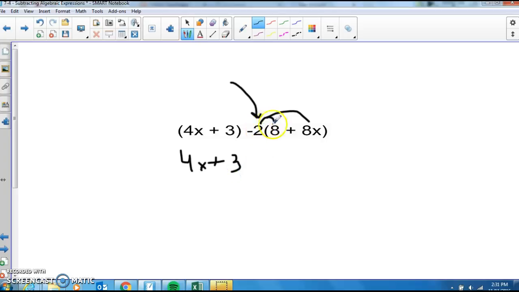And I'm going to distribute. When I distribute, I multiply. So negative 2 times a positive 8. Remember, you can use this with multiplying and dividing to determine if your answer is positive or negative. That's only with multiplying and dividing. So a negative 2 times a positive 8 gives you a negative 16.